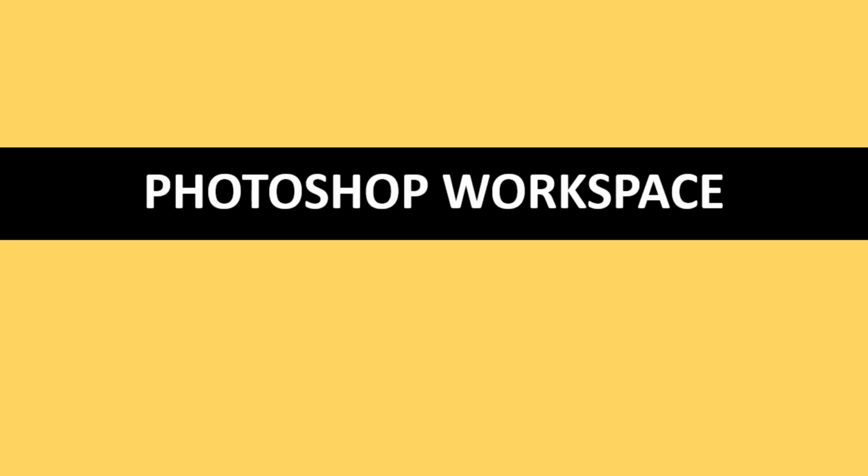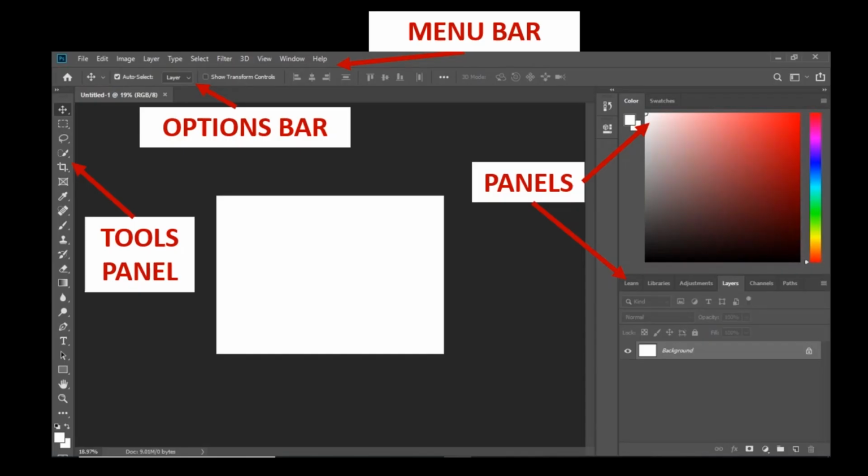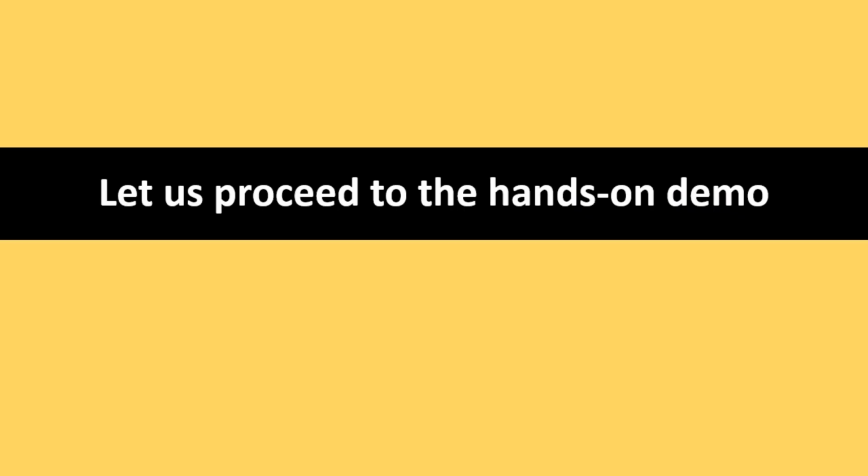The Photoshop workspace. These are the basic parts of a Photoshop workspace. We have menu bar on top, options bar, tools on the left, and panels on the right. We will learn more about this during hands-on demonstrations. This is the end of the presentation. Let us now proceed to the hands-on demo.